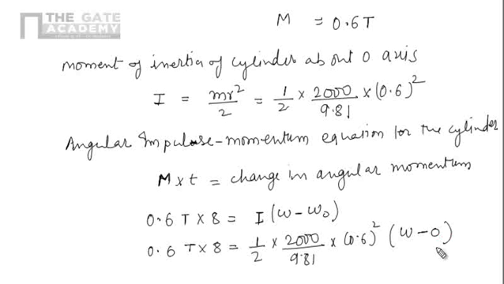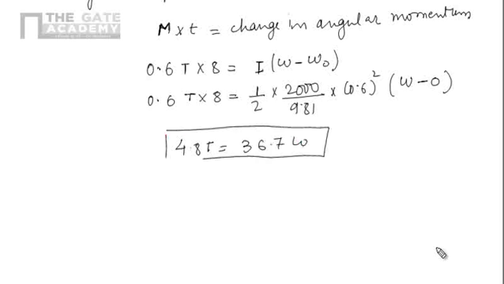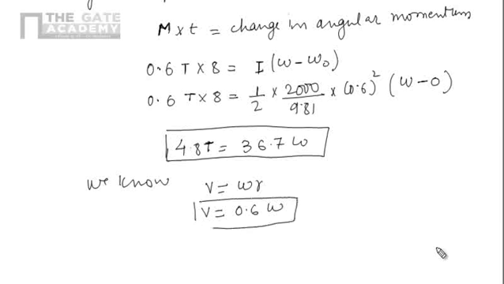So now we can get these things this way: 4.80 plus 2 will get 36.7. So we got the equation in terms of T and omega, that is 4.8T equals 36.7 omega. We also know that v equals omega r. So r, we know, is 0.6. So v will be 0.6 omega.